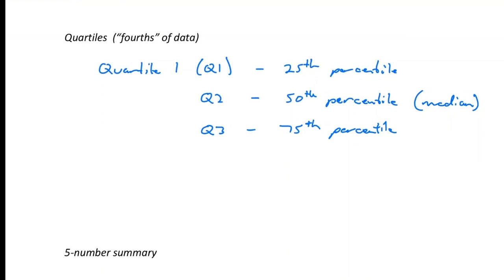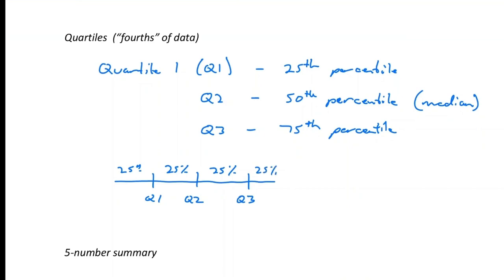Okay. Q4 is the 100th percentile, which means everything is below. So that really doesn't make sense to talk about Q4. So we really just talk about Q1, Q2, Q3. But if you think about a line of values, if I use those three values, here's Q1, Q2, and Q3, it cuts it into 25%, 25%, 25%, and 25% of data. Okay, so that's what we mean by quartiles or fourths of data.